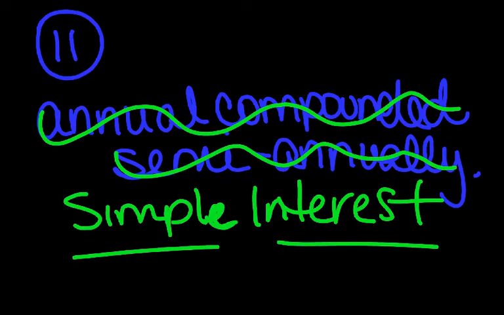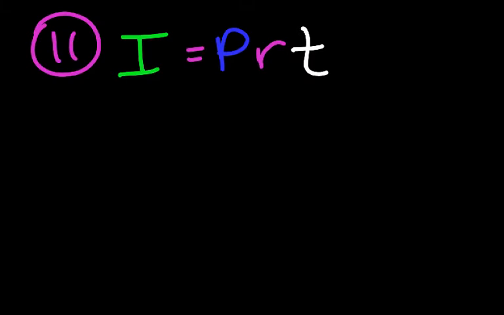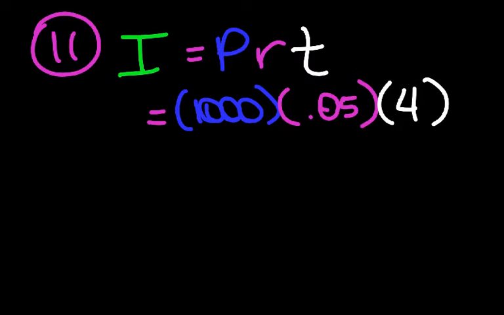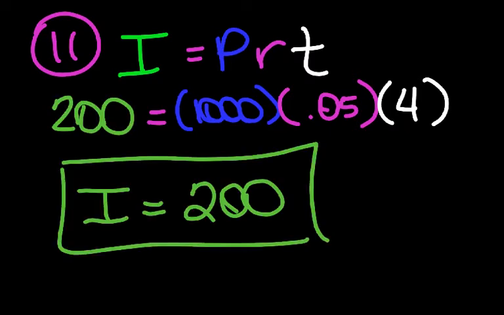Okay, now we're going to look for the simple interest. So you're going to write the formula. It's I equals PRT, and that comes straight from your reference chart. Once you write the formula, just replace the variables with numbers. The P stands for the principal, which in this problem is 1,000. The R stands for the interest rate, which in this case is 5%. And the T stands for the time, which in this problem is 4 years. Just multiply those three numbers together and it gives you the interest. There you go. The answer is $200.